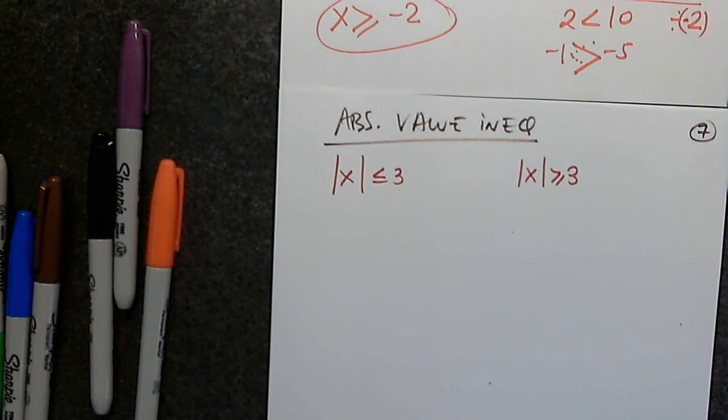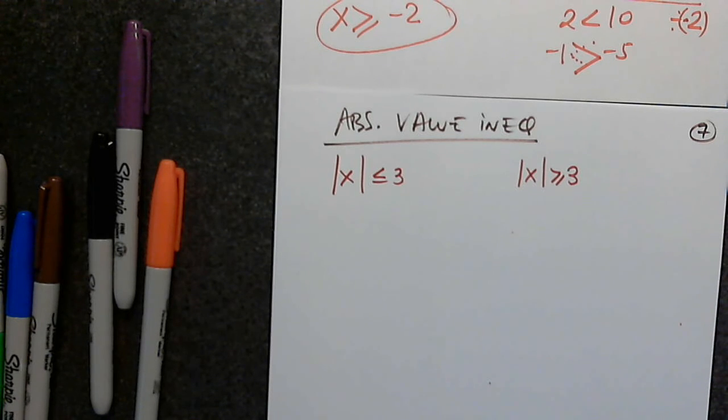So absolute value inequalities are only two types. This type, in which the absolute value is less than or maybe less than or equal to a number. And this is the other type, in which the absolute value is greater than or greater than or equal to a number. Okay. They are completely different.